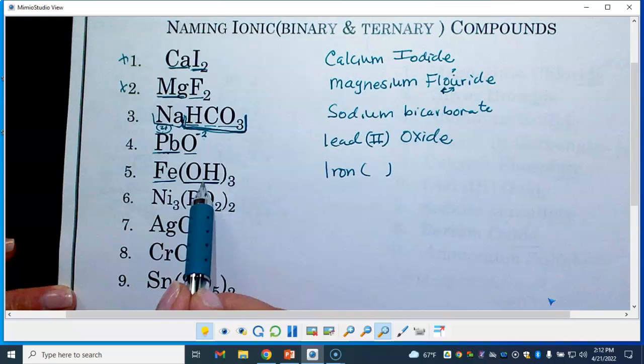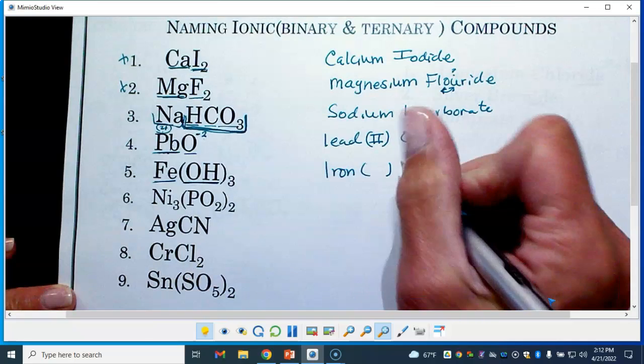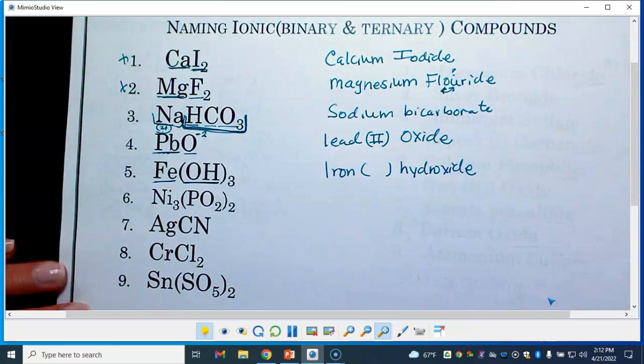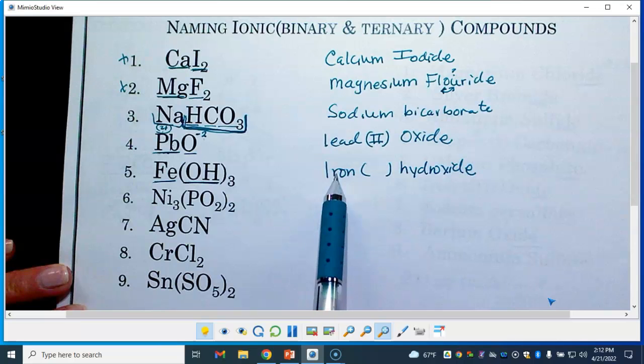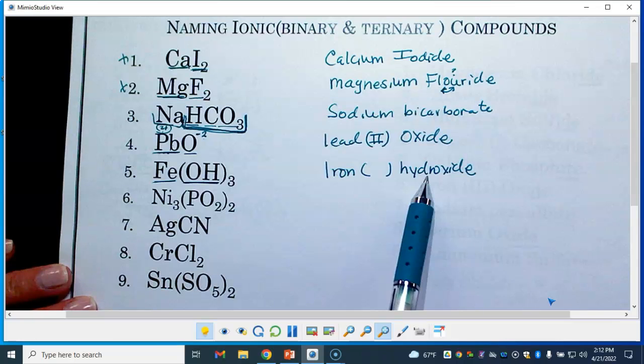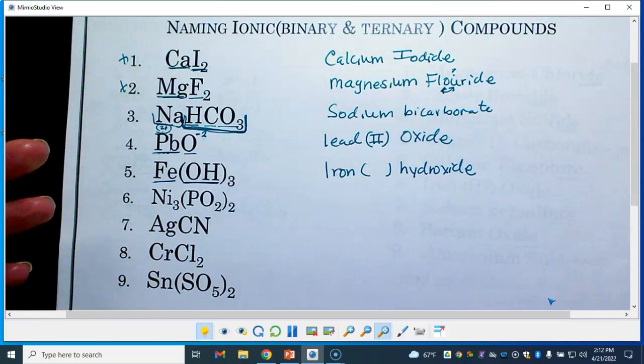And we can name the anion. So what's OH? I heard it, hydroxide. So you could do that. You could name the cation, leave your parentheses blank, name your anion. And now let's go back and figure it out.